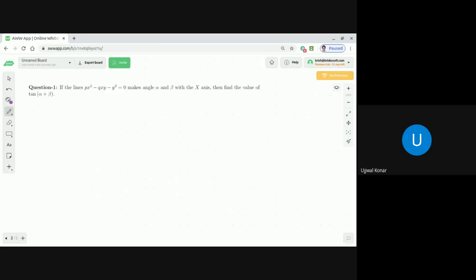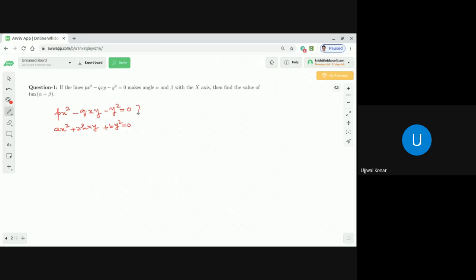The point is, if we see these two lines jointly represented by the equation px square minus qxy minus y square equal to 0, it should resemble the equation ax square plus 2hxy plus by square equal to 0.